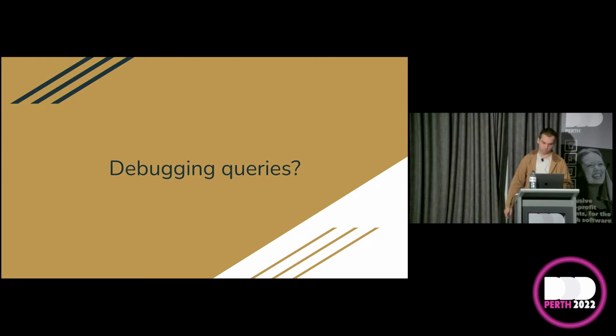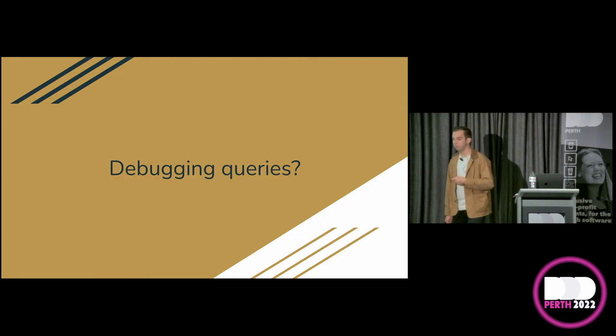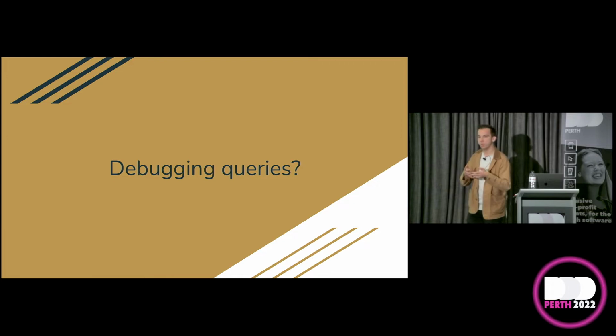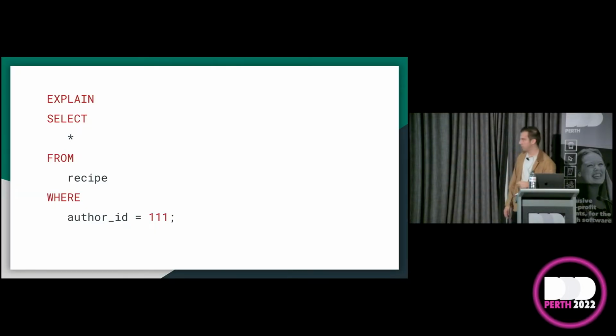Okay, before we do some work, we also have to talk about debugging. So the cool thing with databases is you can go to it and say, hey, what do you think you're going to do? And then you can also tell it, hey, what did you actually do? And then you can compare them and make judgment calls on that. So in Postgres, we prefix our query with explain. And that's essentially telling Postgres, hey, what do you think you're going to do here?